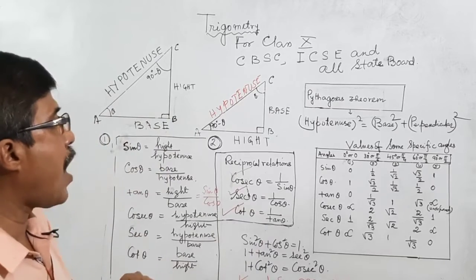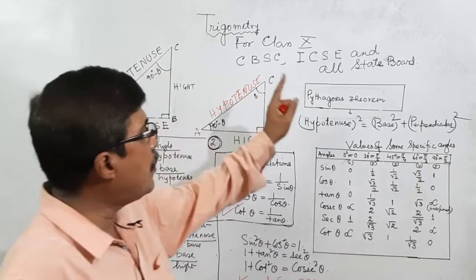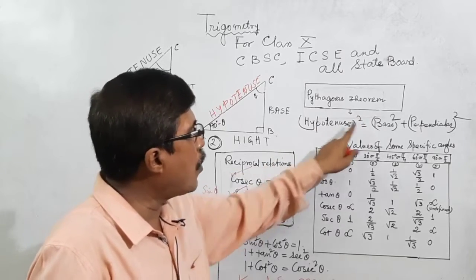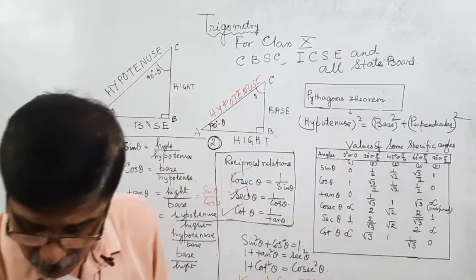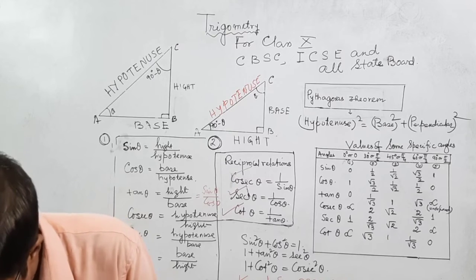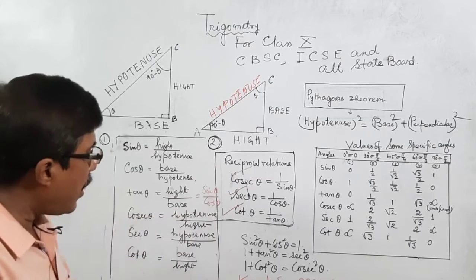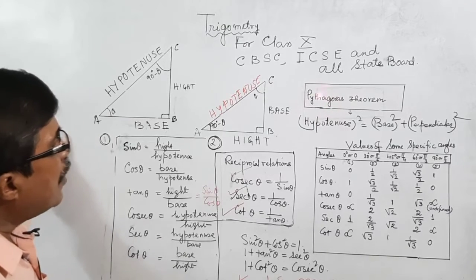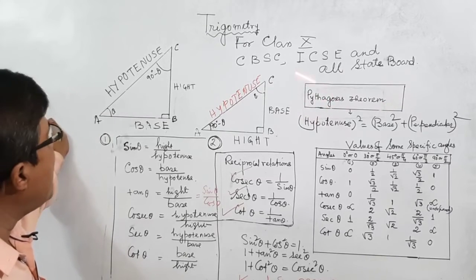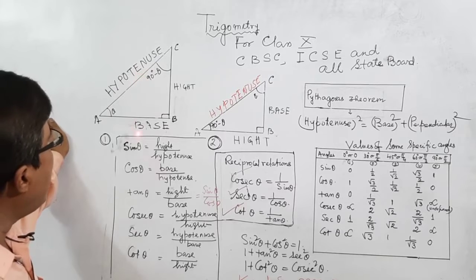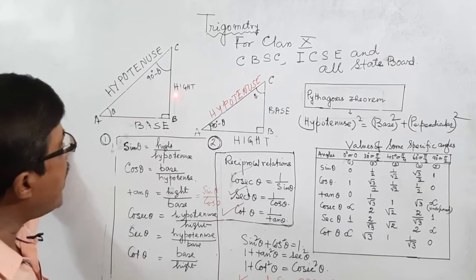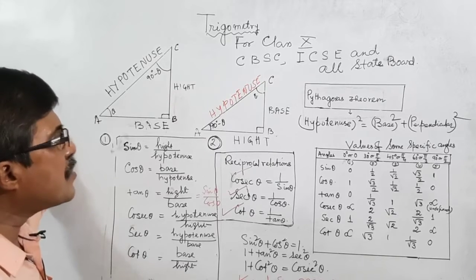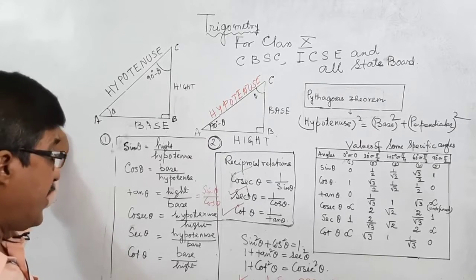And now we have to memorize the Pythagoras theorem: hypotenuse square equals base square plus perpendicular square. Now we can prove all the identities that I will mention. First, the Pythagoras theorem: hypotenuse square equals base square plus height square, or altitude square. Now there are some most important identities.